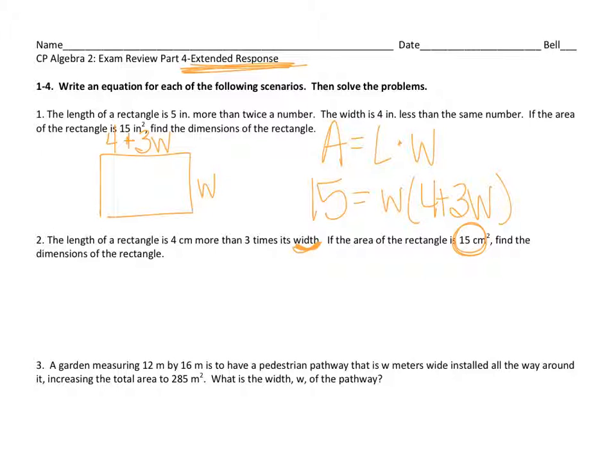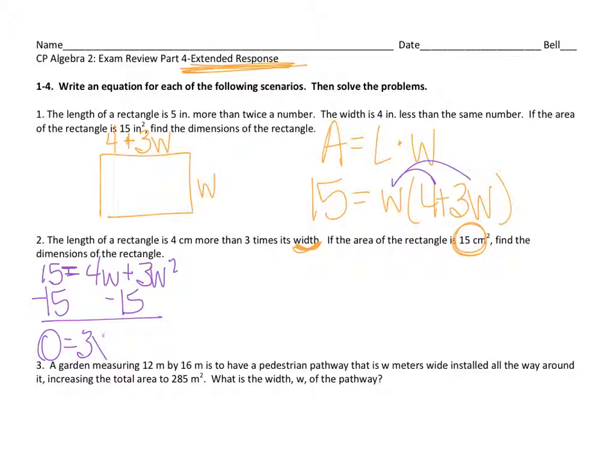I would start by distributing that w, and that's going to give me an equation that says 15 equals 4w plus 3w squared. My next step, I need a 0 on one side to be able to solve. So I'm going to subtract 15 from both sides. And I'm going to write this in a slightly different order. I'm going to write it in standard form, which is high to low exponents. So I have 3w squared plus 4w minus 15.